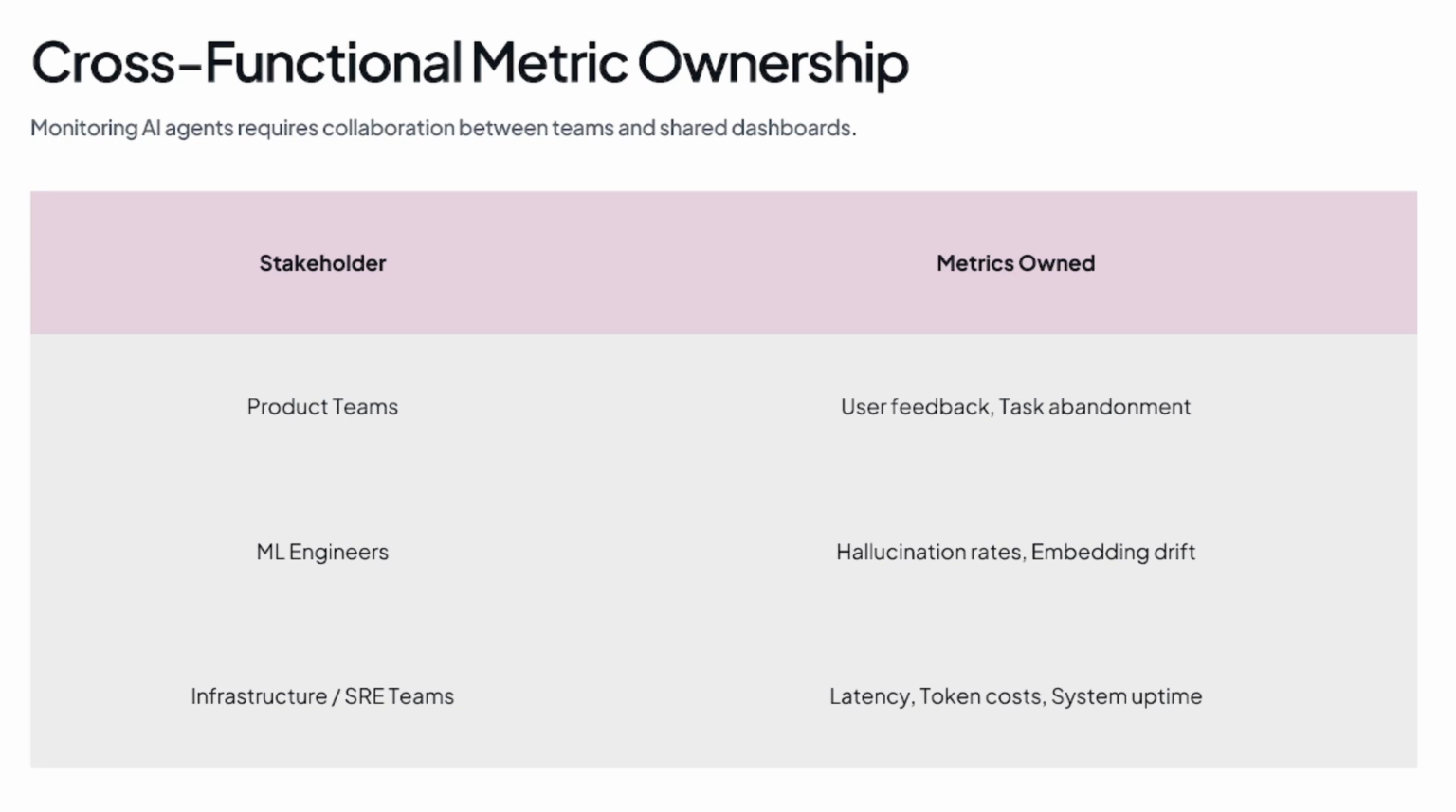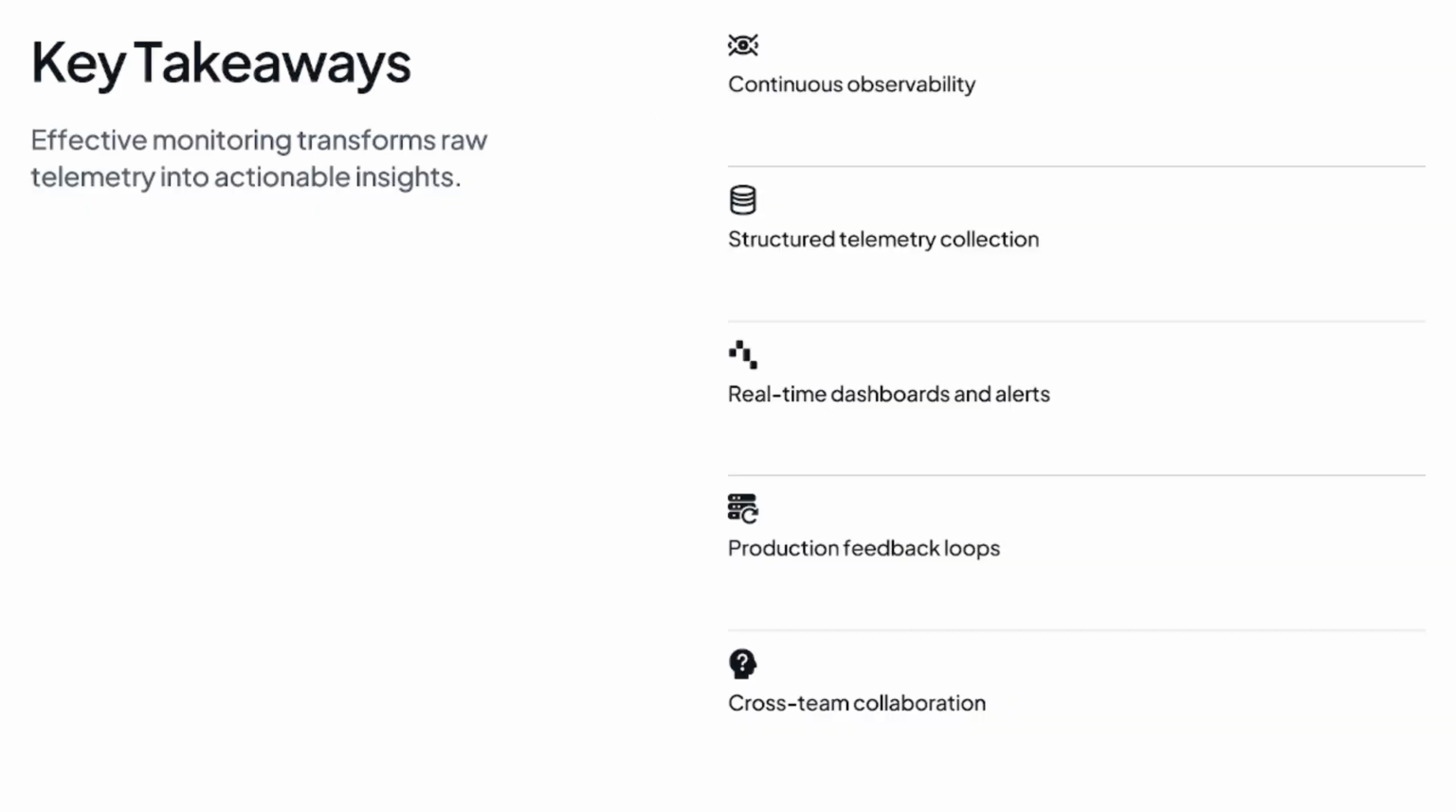Cross-functional metric ownership. We have stakeholders and the metrics they own. Product teams own user feedback and task abandonment metrics. Machine learning engineers own hallucination rates and embedding drifts because they design the foundation model, so those are their business and they have to resolve them. Infrastructure and site reliability engineers own latency, token cost, and system uptime.